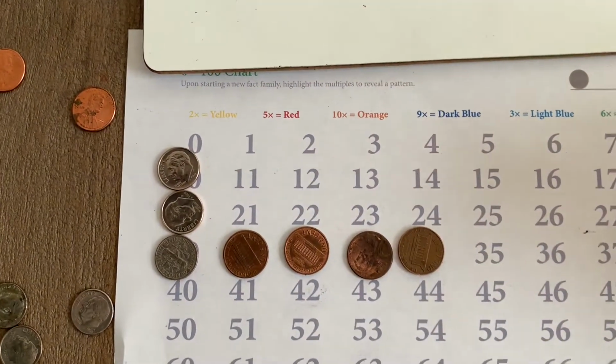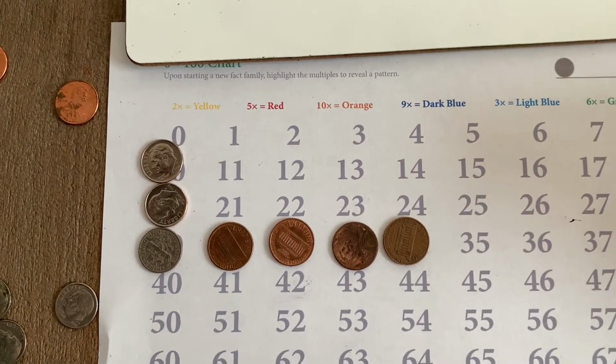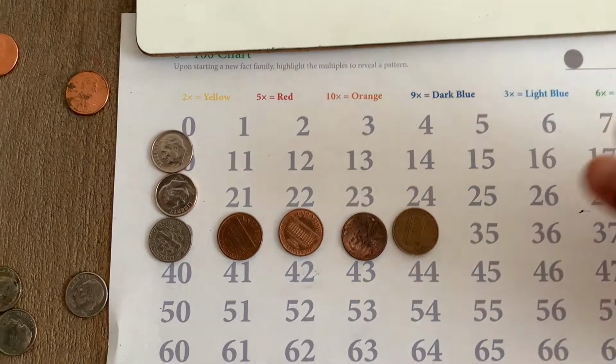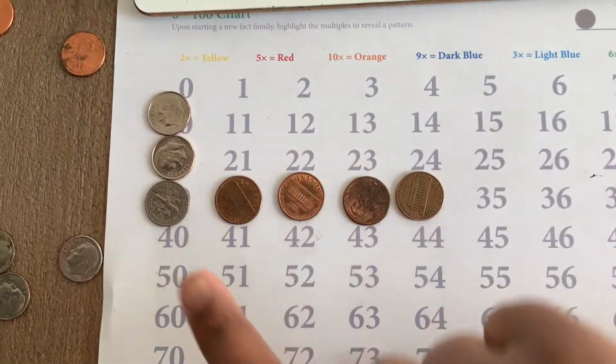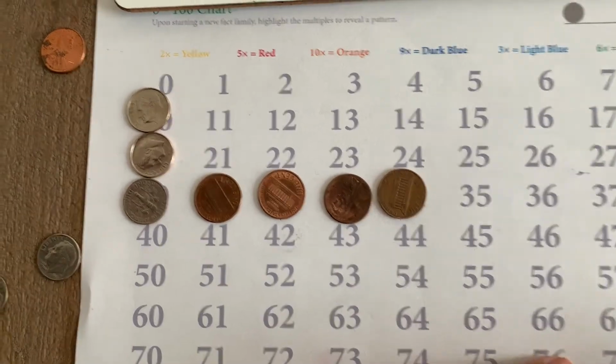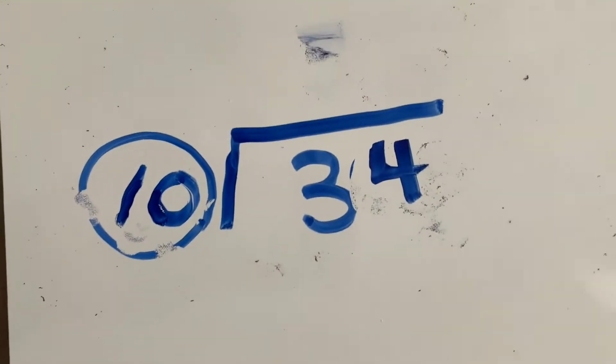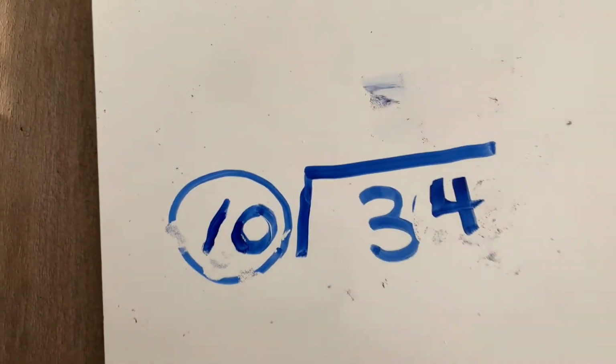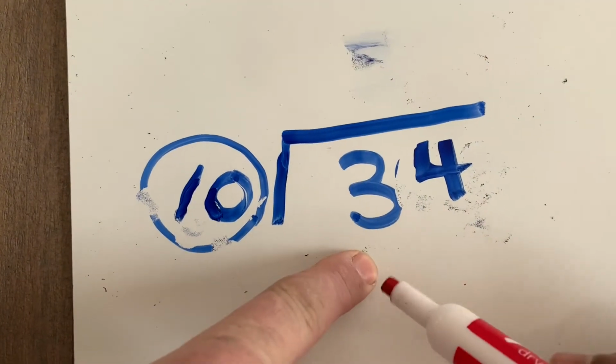Good. How many dimes can you get out of 34? 3. Good. And how much more? How many pennies? 4. Okay, so let's go up here, grab your pen. Let's track through this, ready? Let's read this number.